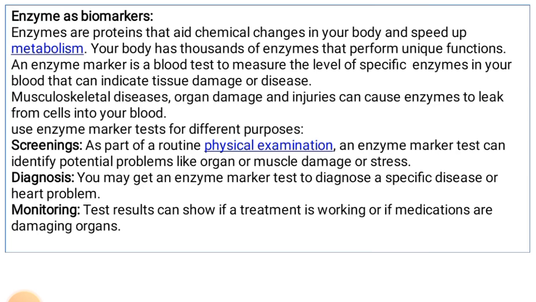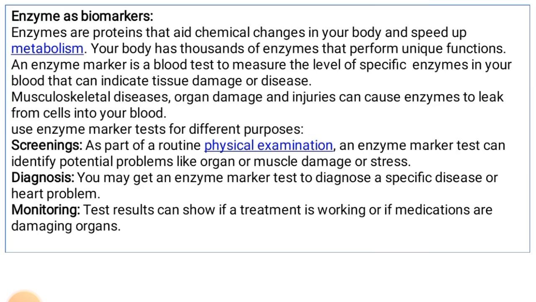The second one is diagnosis. You may get an enzyme marker test to diagnose a specific disease or a heart problem. For a person who has heart issues, we do this enzyme marker test, using the enzyme as a marker for the diagnosis of the heart problem.